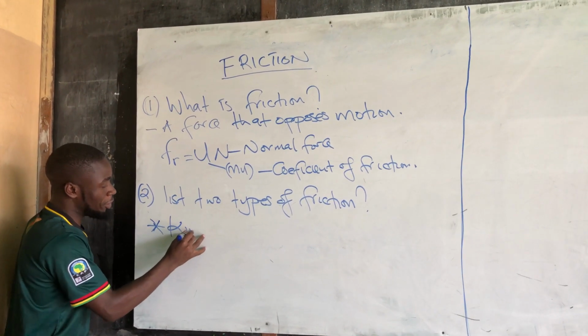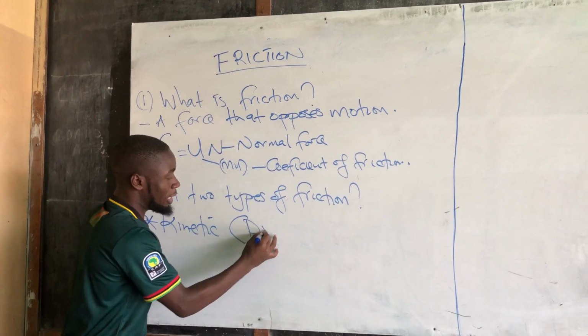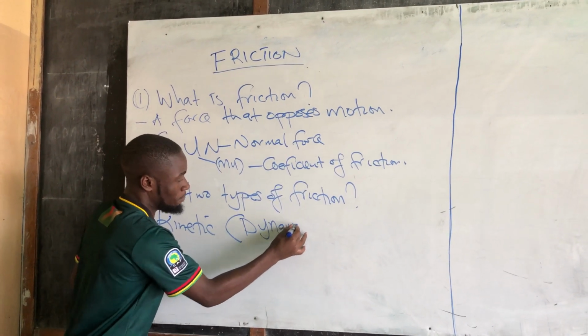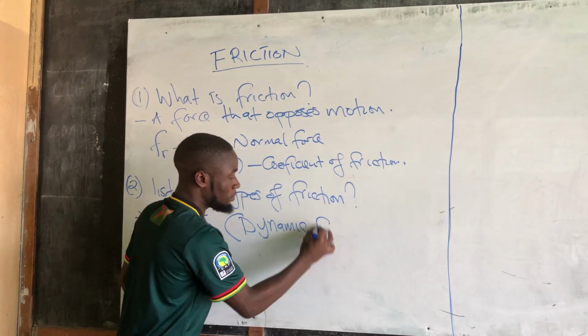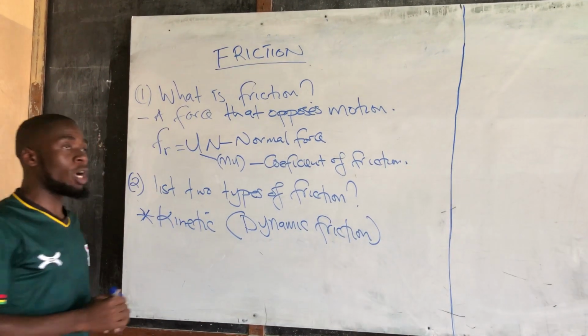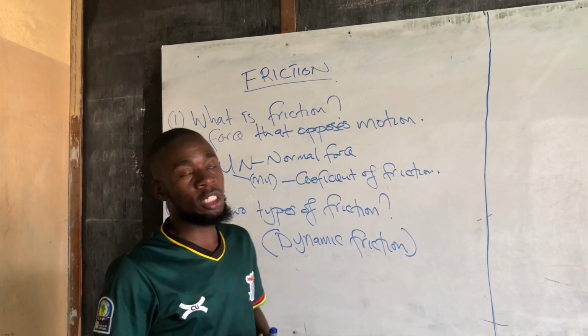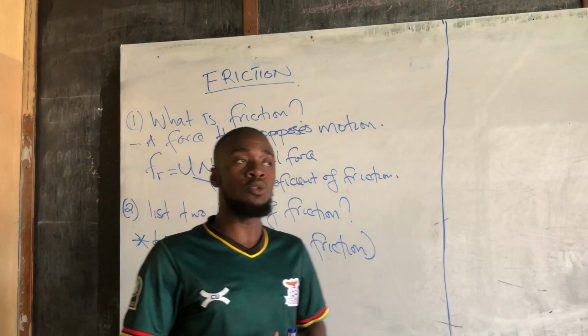The first type of friction is kinetic friction. Kinetic friction is also called dynamic friction, because it's changing. Dynamic or kinetic friction is the type of friction possessed by a body that is in motion, a body that is moving.